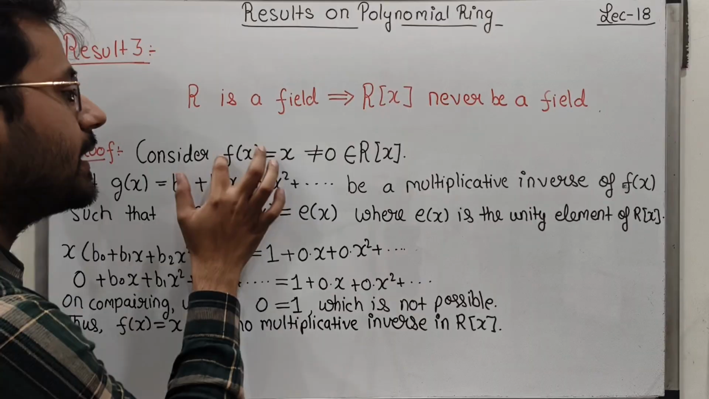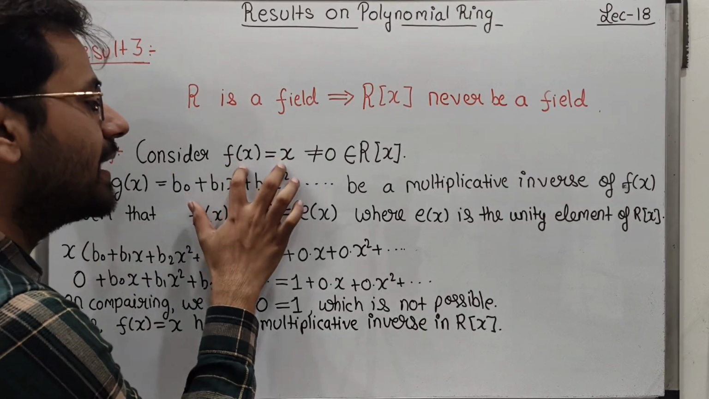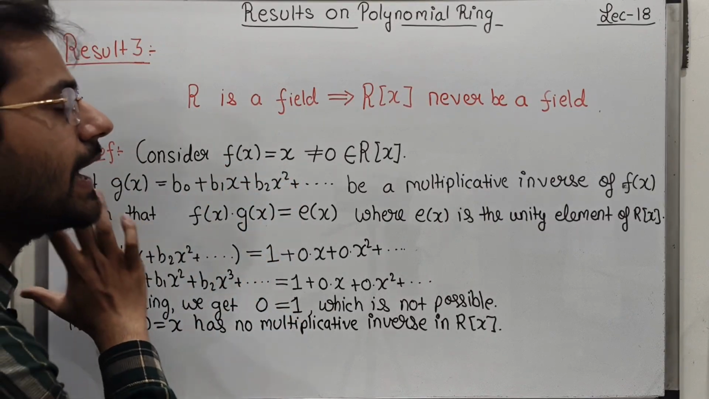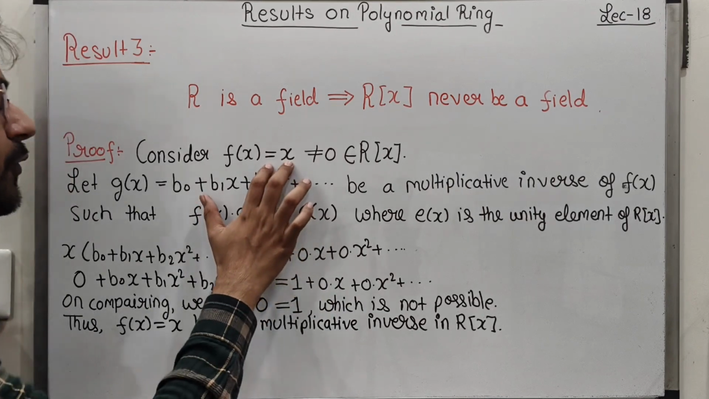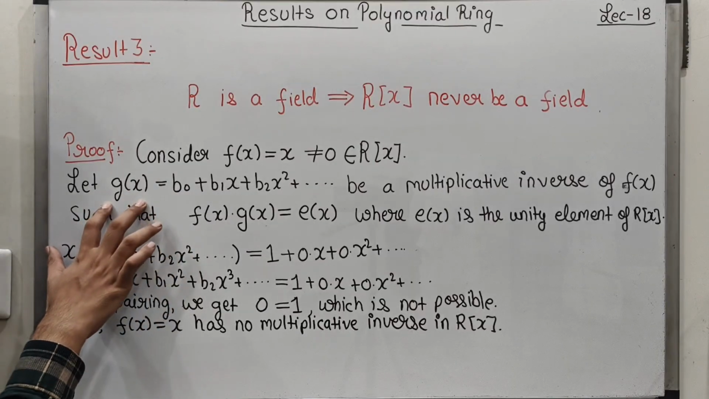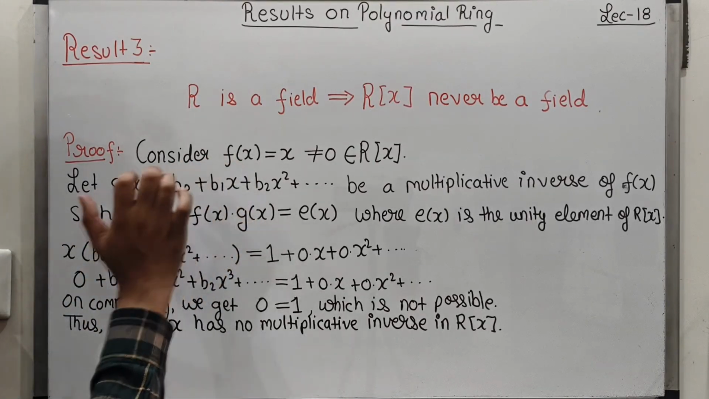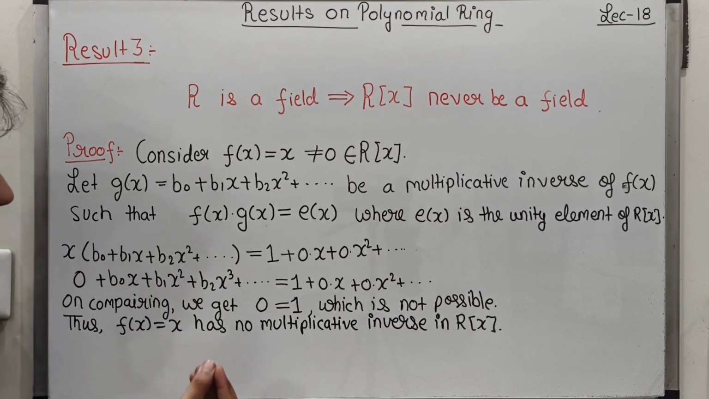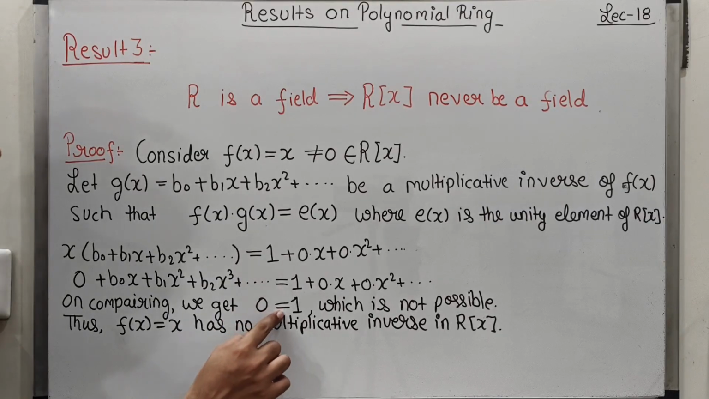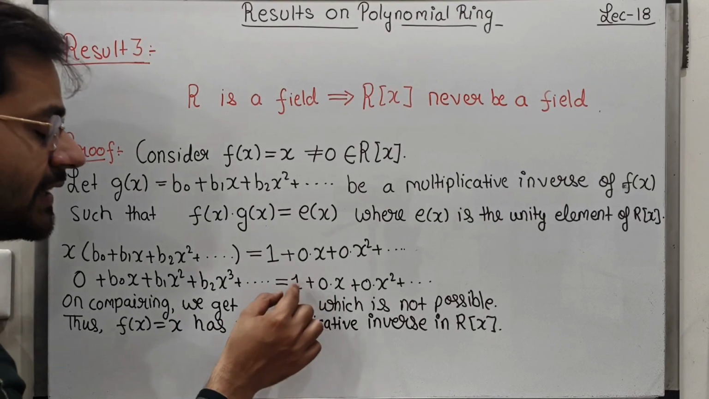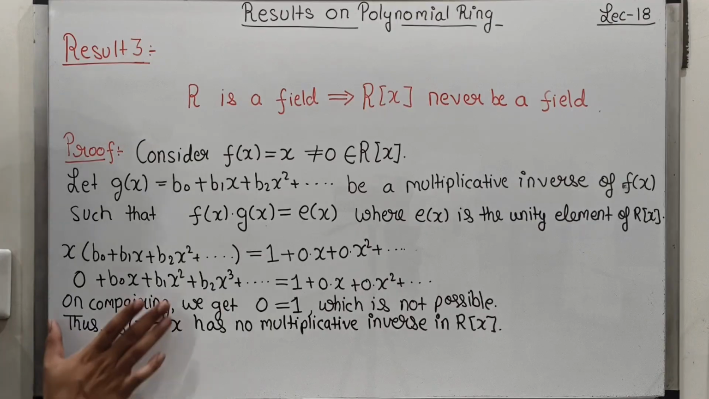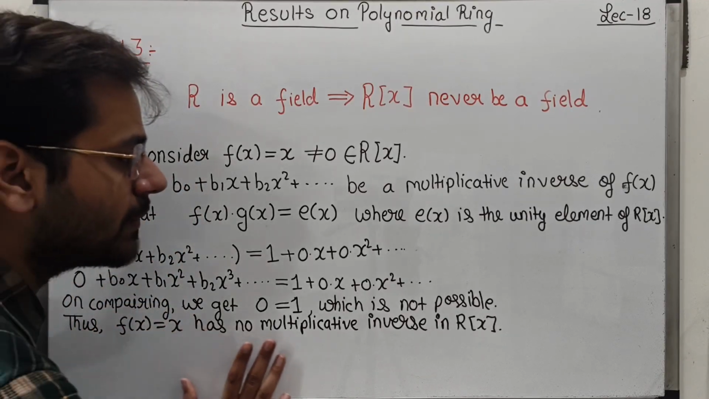If you see this polynomial, the multiplicative inverse of this is not going to be present in any polynomial ring, because if you multiply with it, and assume that there is a polynomial which is the multiplicative inverse of f(x), then you will get the constant 0 element equal to the unity element of the ring. But this is not going to be equal in any case. As a result, we have shown that this polynomial has no multiplicative inverse.